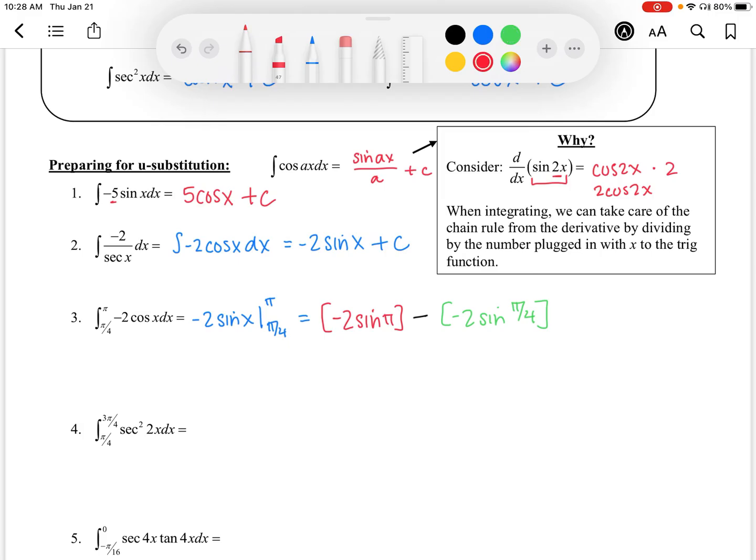Sine of pi is 0, so I have negative 2 times 0, minus negative 2 times sine of pi over 4, which is square root 2 over 2. So the first part just goes away. I'm looking at negative negative 2 square root of 2 over 2. Those negatives cancel out and those 2's cancel out. So I'm just left with the square root of 2.